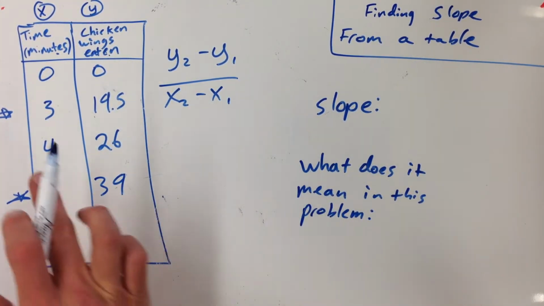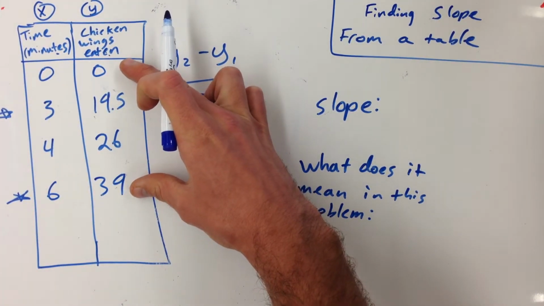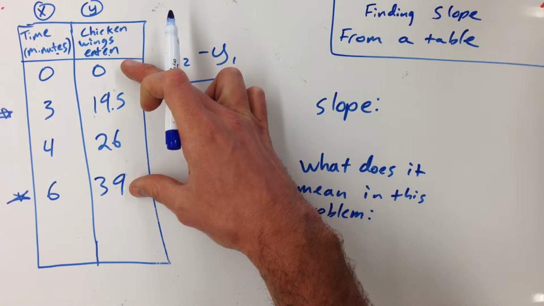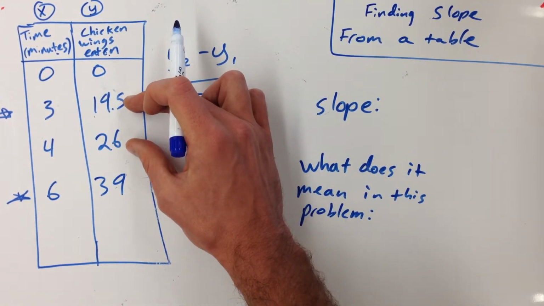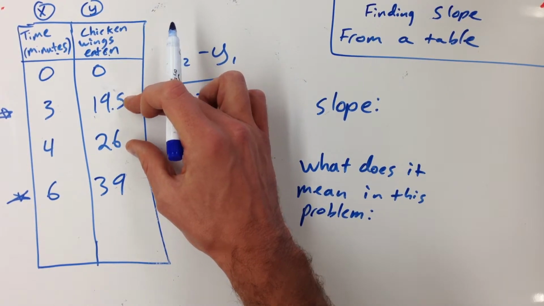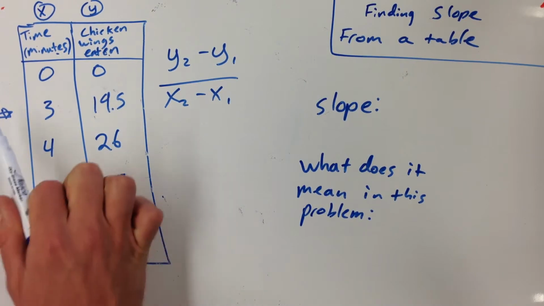You can choose these 2 points. In fact, after I'm done with this problem, maybe pause the video and try it. You should get the exact same answer. Or maybe these middle 2 numbers. You should pause the video and see if you get the exact same answer. You will, because this is a linear table. I'm going to just use these 2 points.